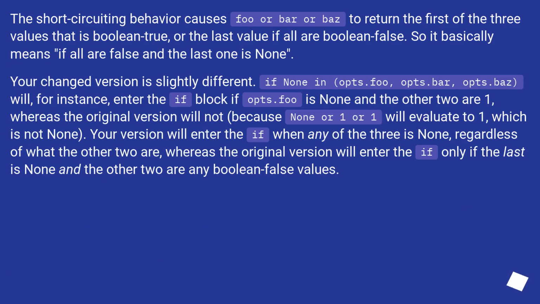The short-circuiting behavior causes foo or bar or baz to return the first of the three values that is Boolean true, or the last value if all are Boolean false. So it basically means if all are false and the last one is None. Your changed version is slightly different.